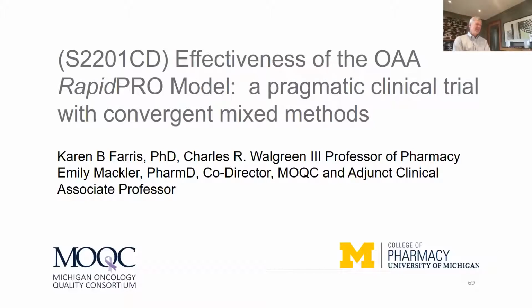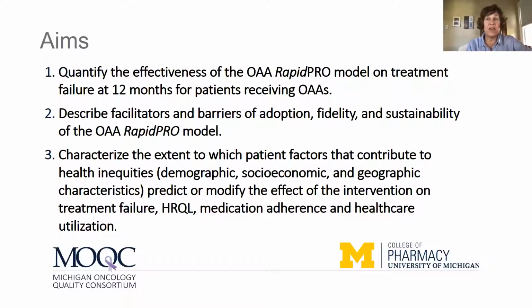Okay, so we're going to continue with the theme of persistence and resilience here when I give you my update. You guys have heard about this quite a few times. Next slide, please. Here are the aims of our trial. We're trying to quantify the effectiveness of the OAA Rapid Pro model on treatment failure at 12 months for patients receiving oral anti-cancer agents. Our aim 2 is to describe the facilitators and barriers of adoption. And then number 3, importantly, to characterize the extent to which patient factors that contribute to health inequities predict or modify the effect of the intervention. So those are our aims.